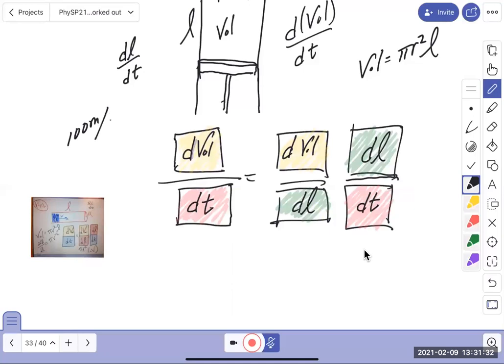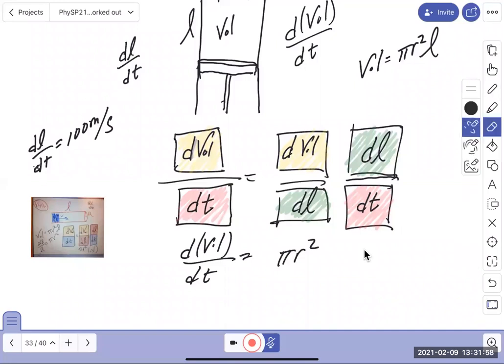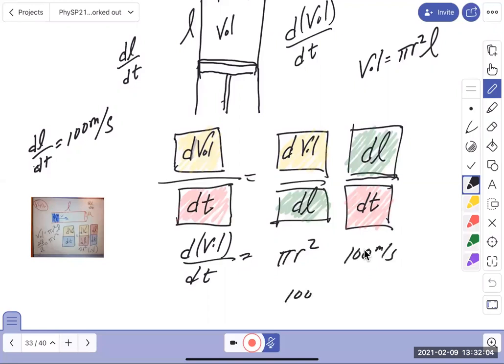Say 100 meters per second is my dl/dt, how fast that piston is moving up in the chamber. So I want to know how fast my volume is changing. How fast am I losing volume? Well, I take the derivative of volume with respect to L, and that's just pi r squared, because the L goes away. And then dl/dt is 100 meters per second. So now I have 100 pi r squared meters per second, and make it negative, I guess, if it's getting smaller. So that's how fast my volume is changing.